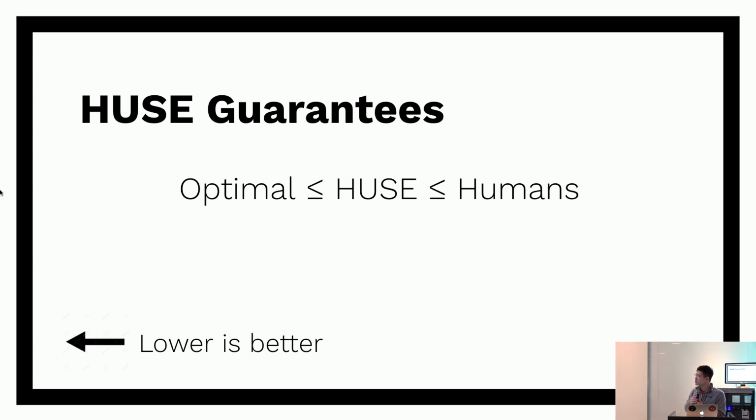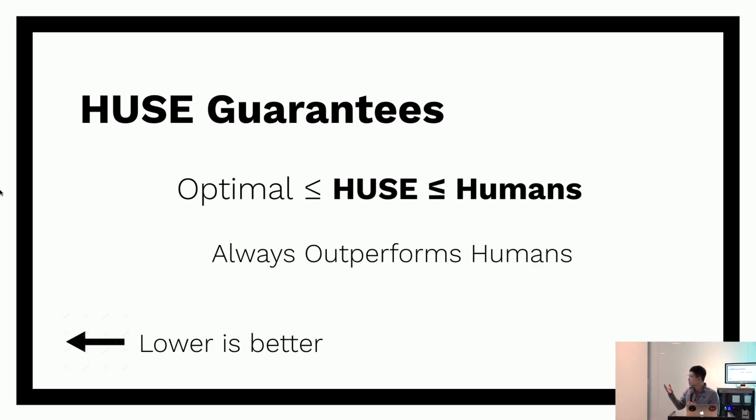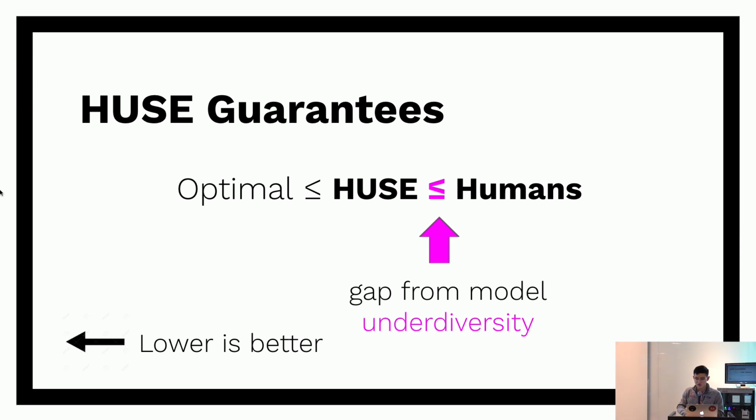In particular, HUSE actually has some very nice guarantees. The first is that HUSE will always beat human eval. And this is natural to see because HUSE literally takes human evaluation as one of its inputs. In particular, this gap between how good humans do and how good HUSE, which is our estimate, does, is actually interpretable as the gap due to model underdiversity. If humans can catch all the quality defects, then any other defects in the model must be due to underdiversity.